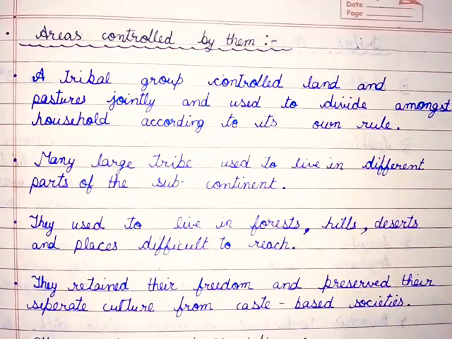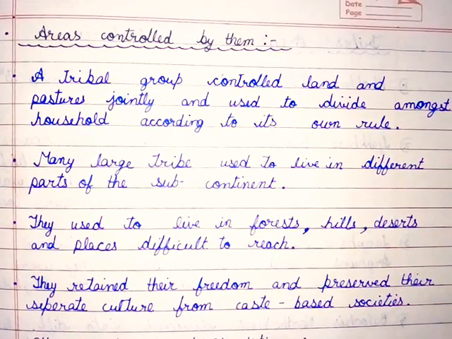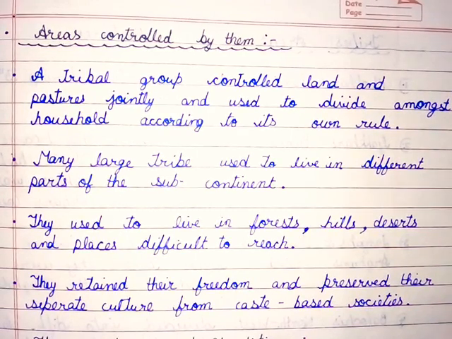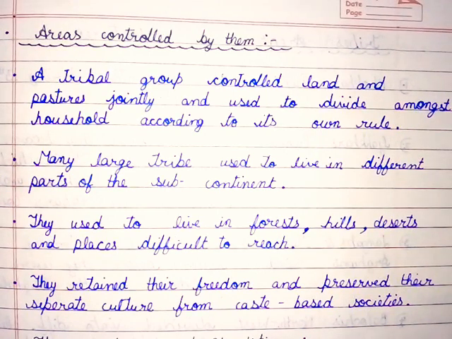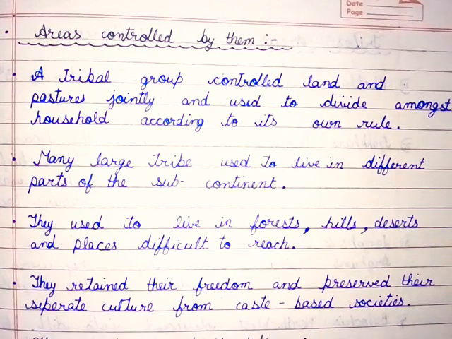Areas controlled by them: a tribal group controlled land and pastures jointly and used to divide them amongst households according to its own rules. Many large tribes used to live in different parts of the subcontinent. They used to live in forests, hills, deserts and places difficult to reach. They retained their freedom and preserved their separate culture from caste-based societies.